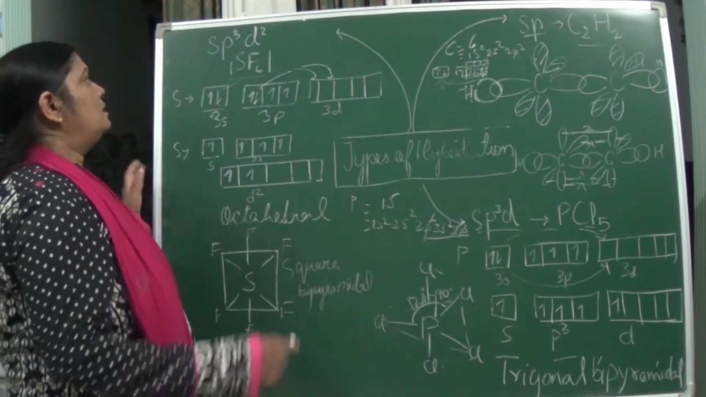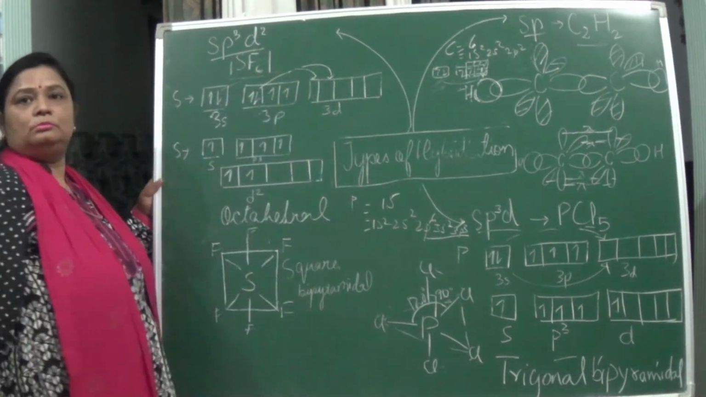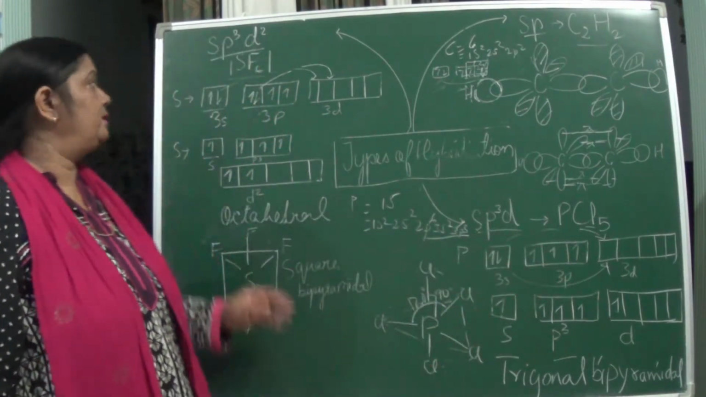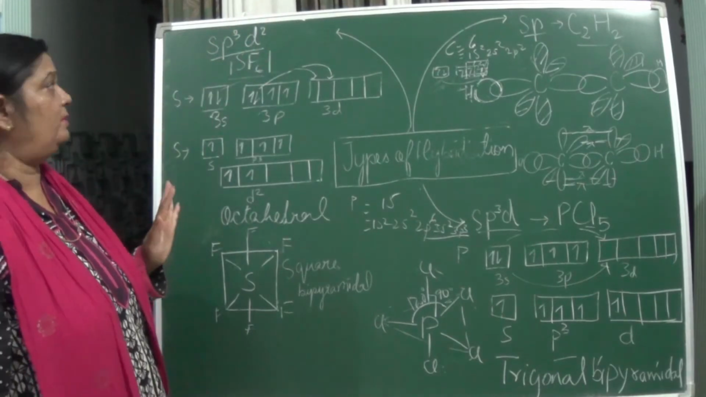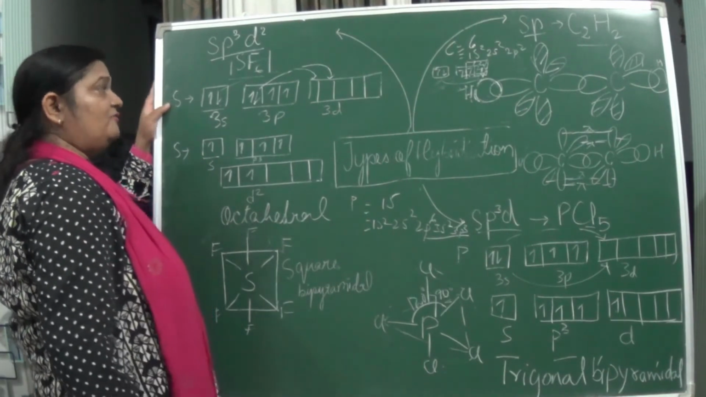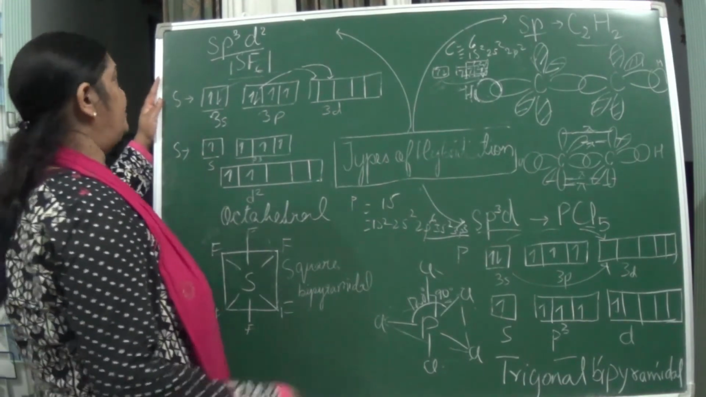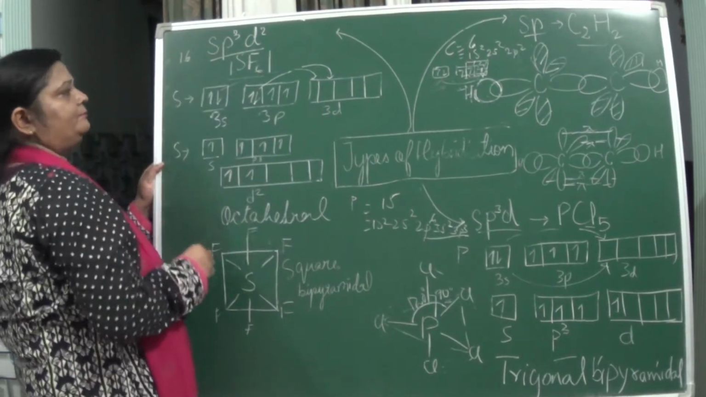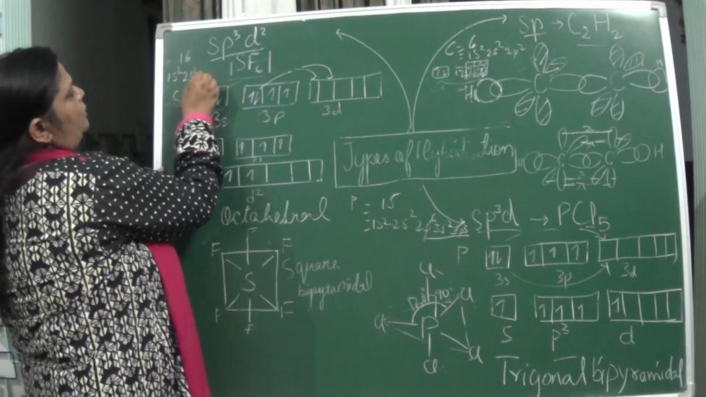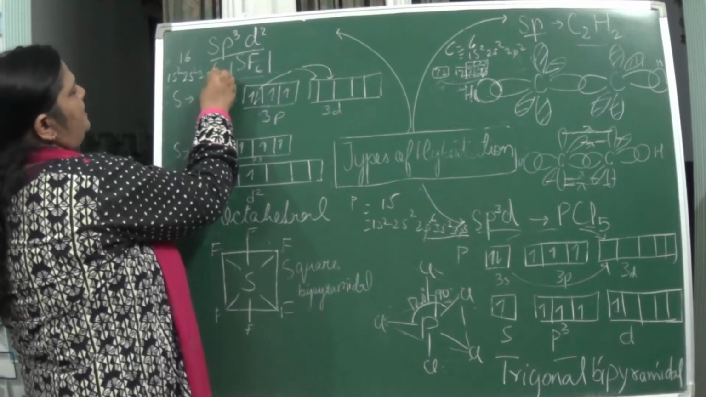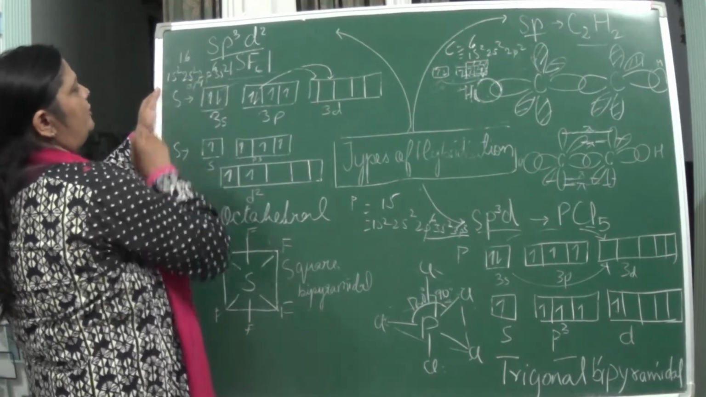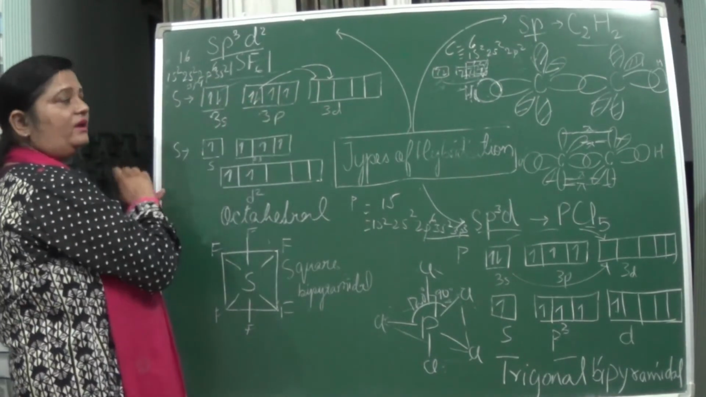Now coming to sp3d2. Now we can understand that if it is only d, 1 electron has entered. Now if it is d2, then 2 electrons will have entered. For example, you can take SF6. When you are talking about sulfur, what is the atomic number of sulfur? It is 16, isn't it? Can you do the electronic configuration? 1s2, 2s2, 2p6, 3s2, and then how much will it be? 3p4. You can see these electrons are arranged over here.